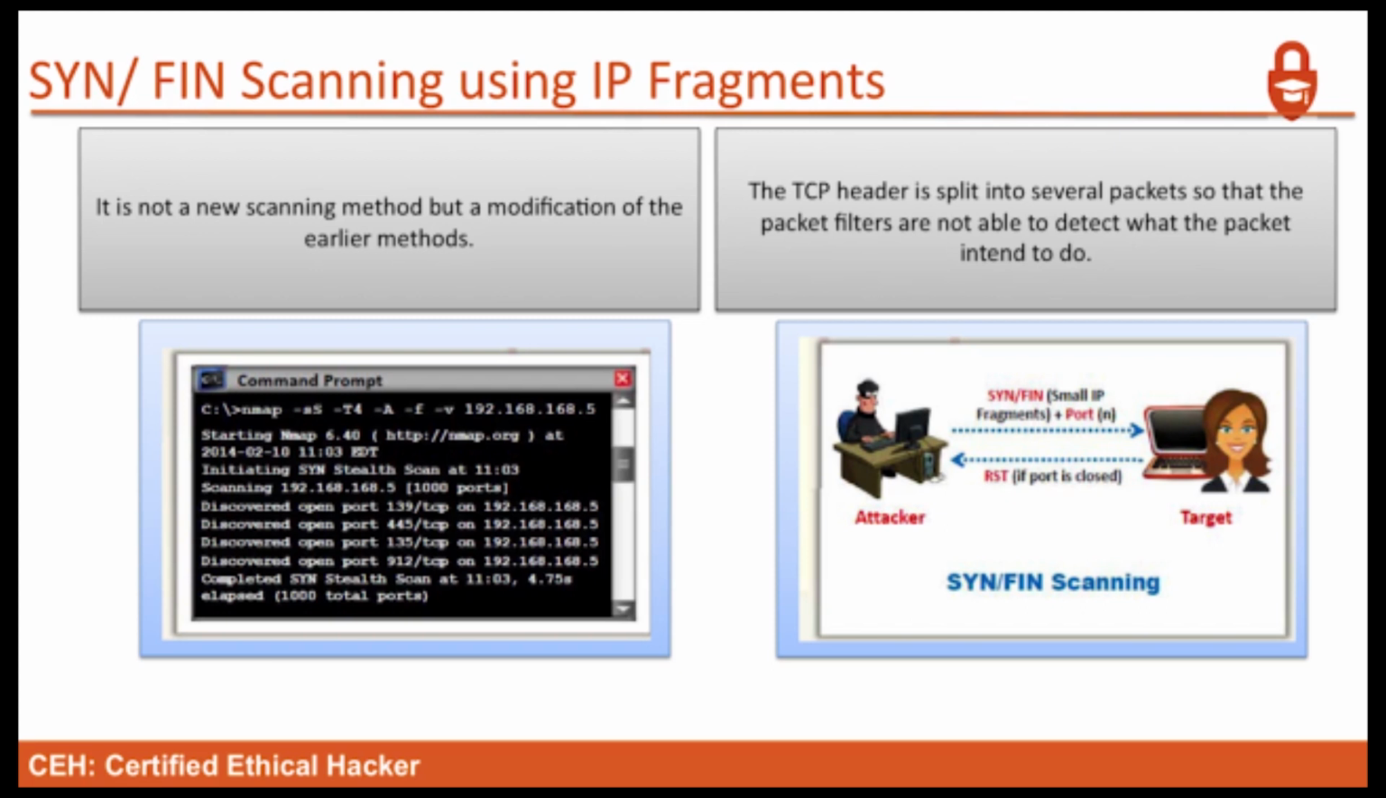So the SYN and FIN flags are set, small IP fragments plus a port, and that's sent off to the target. And you get a reset back if the port is closed. So that's kind of how this works. They just break it up into smaller pieces and it's reassembled on the other end at the target. So then hopefully the gear along the way doesn't check it and see if there's anything in it that's fragmented, so it'll just allow it to go through. But if it catches that you're doing a SYN-FIN scan, then it'll just filter it out, right?